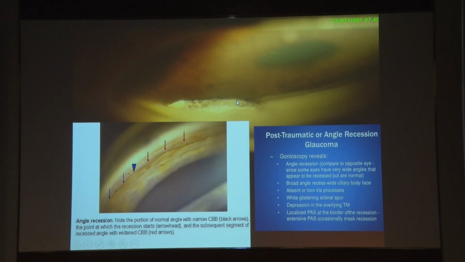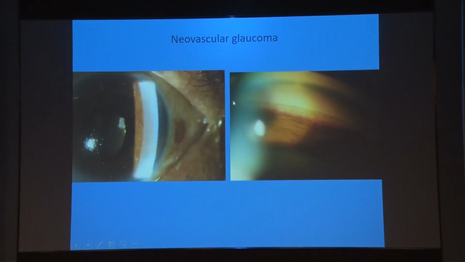Here's another picture of angle recession that you see. Neovascular glaucoma, well, as you all know, in diabetic retinopathy, one of the earliest signs is angle neovascularization. That's rubeosis that you see out there, and that is angle neovascularization that you see.